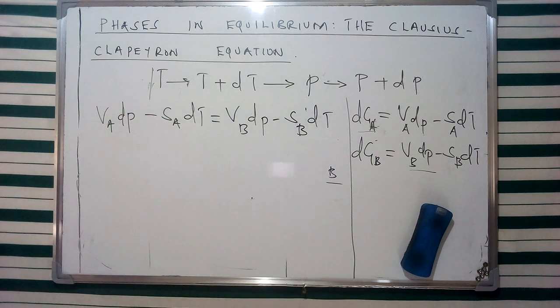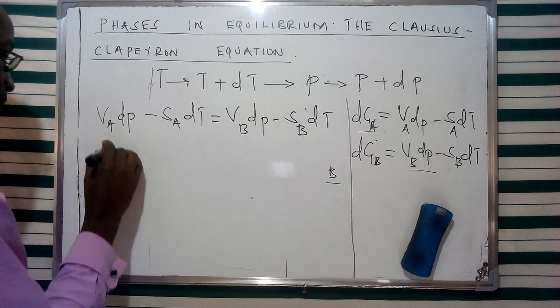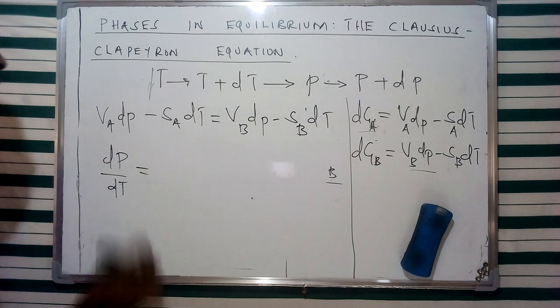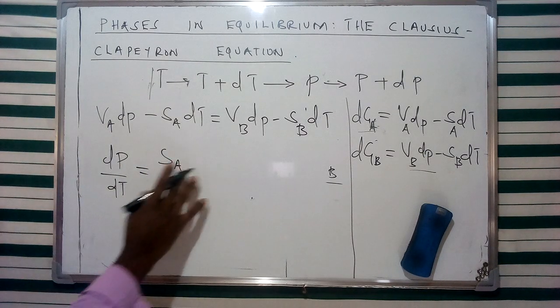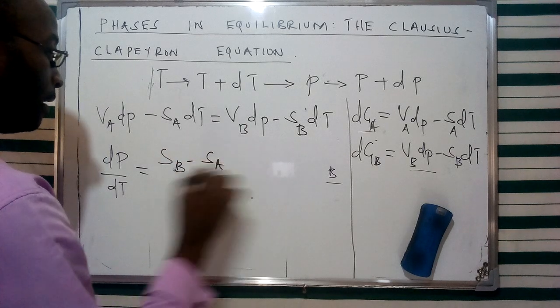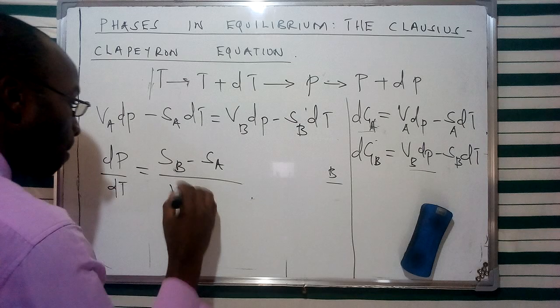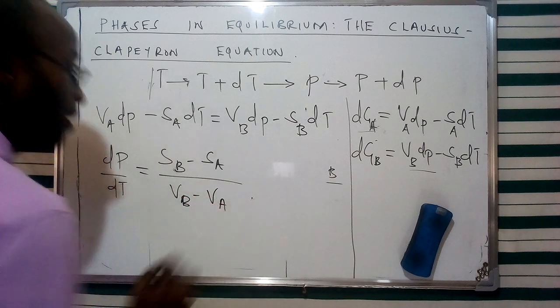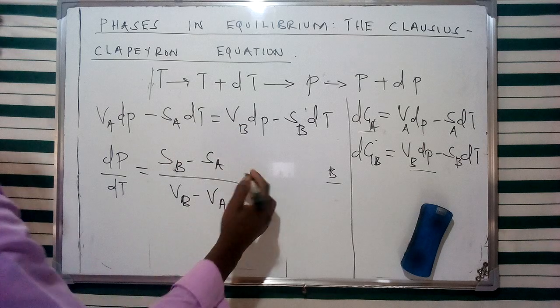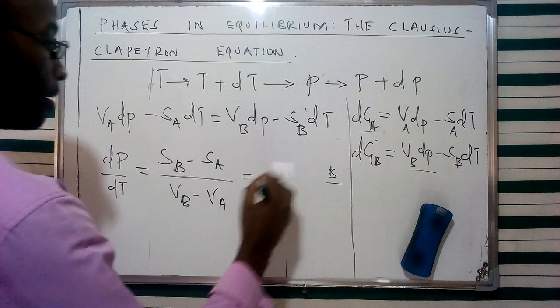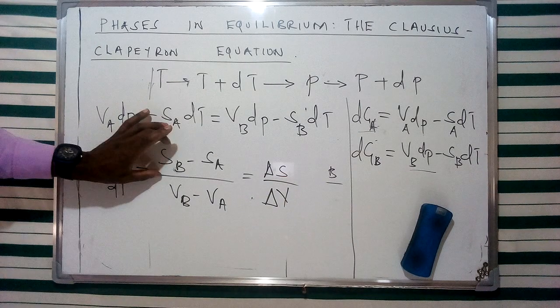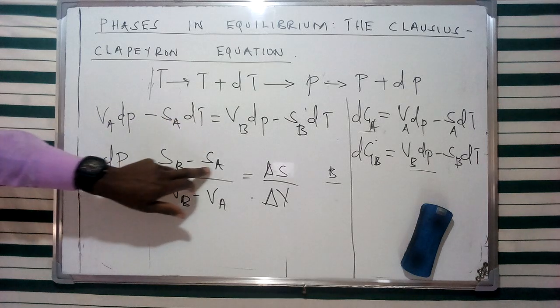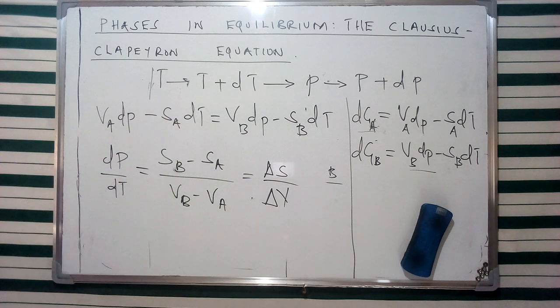So generally, therefore, this is going to give us a ratio of dP over dT being given as SB minus SA all over VB minus VA. So this is just an evaluation of this specific equation, and then we're going to have this one giving us a ratio between change in S over change in V given as that. So this is going to be the implication of a change in entropy for SB minus SA and VB minus VA, which are going to be given in that specific order.